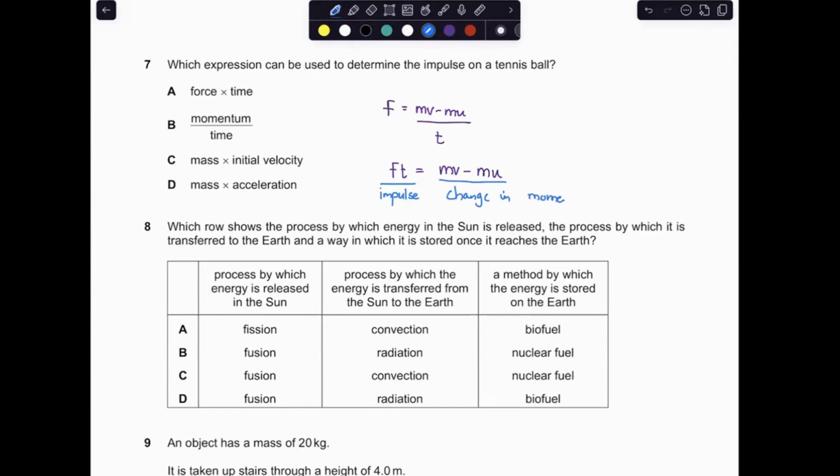But they just want us to tell them how impulse can be calculated. That can be calculated as force and time. And the unit of impulse is the Newton second. And the unit of momentum is kg meter per second. Both of these units are actually equivalent, this one and this one. So they're basically two different ways of writing the same unit.